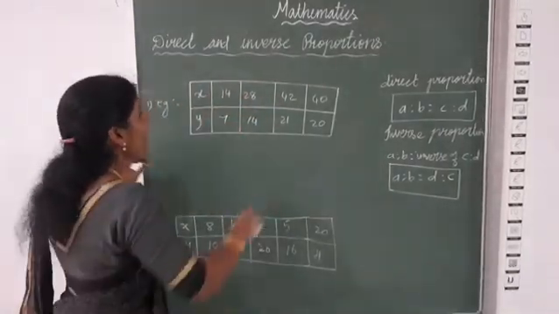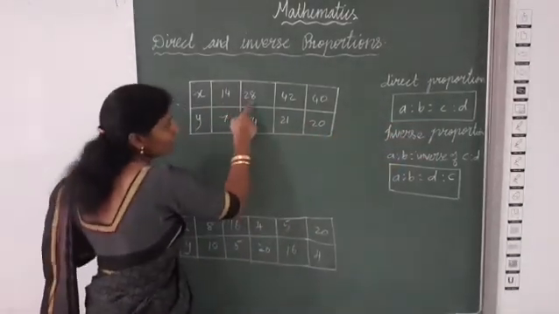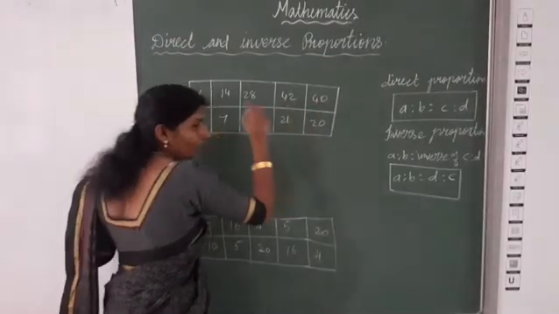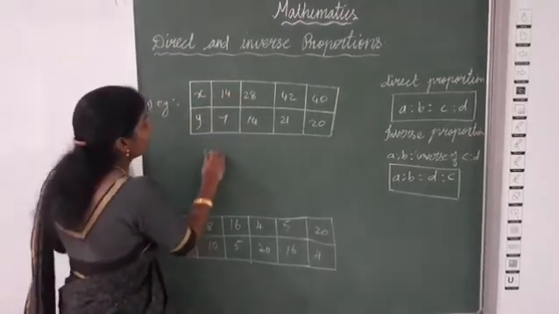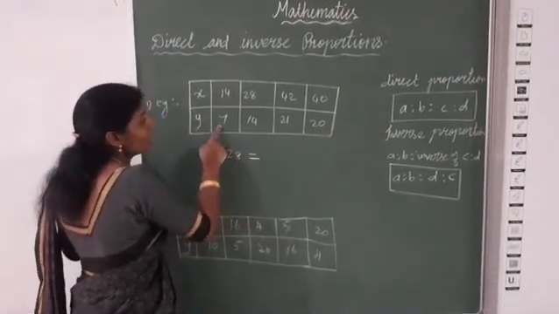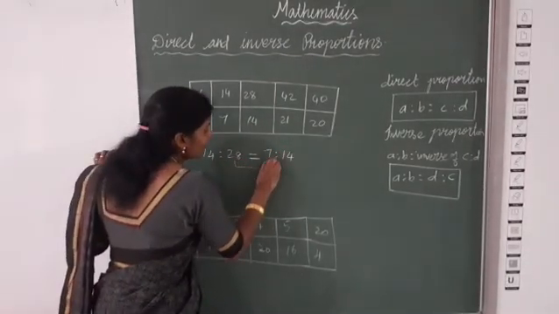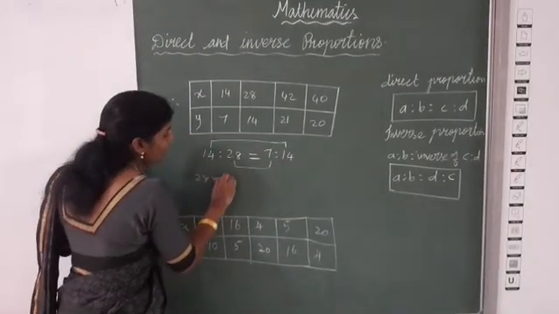Now listen here, A is to B is equal to C is to D. Now we can take these two numbers, otherwise these two numbers also. 14 is to 28 is equal to C is to D, 7 is to 14. Now we can say product of means is equal to product of extremes.